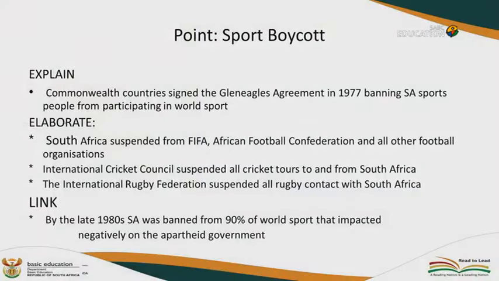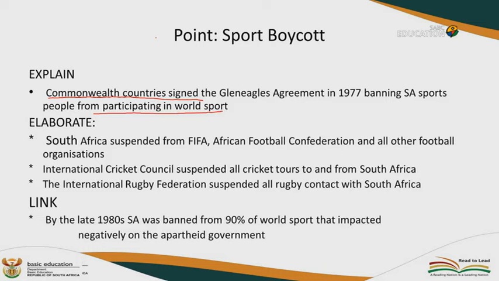Now, I want to practically demonstrate the PIEL structure to you. Let's say, for example, here is a point under the international response. It is called sports boycott. When you explain, you need to indicate what happened. For example, the Commonwealth countries signed the Gleneagles Agreement in 1977, banning South African sports from participating in world sports. This is explaining the point, sports boycott. What happened? South African sports was banned from participating internationally.